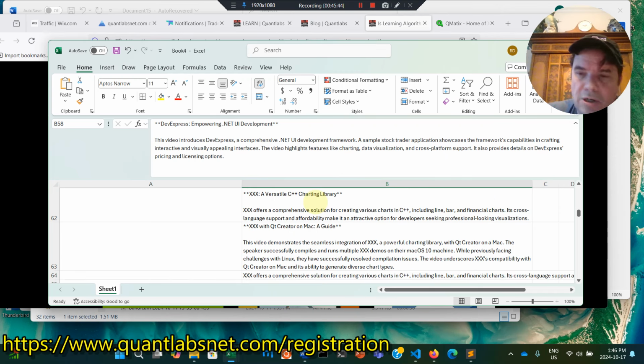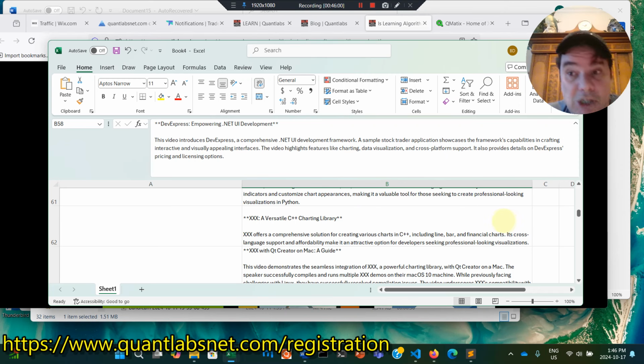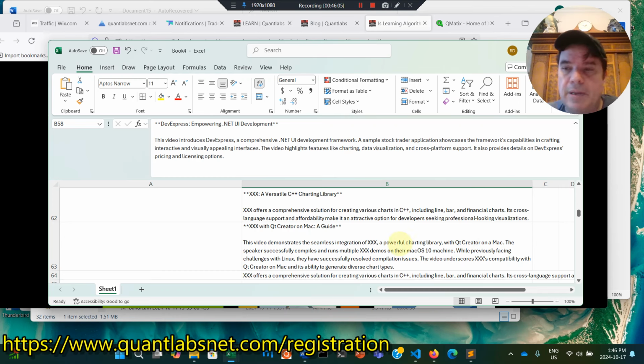So again, same charting library, but for C++. A comprehensive solution for various charts in C++, including line, bar, and financial charts. It crosses languages and is affordable, making it an attractive option for developers seeking professional-looking visualization. Again, it's much cheaper than something like DevExpress or anything of the like.